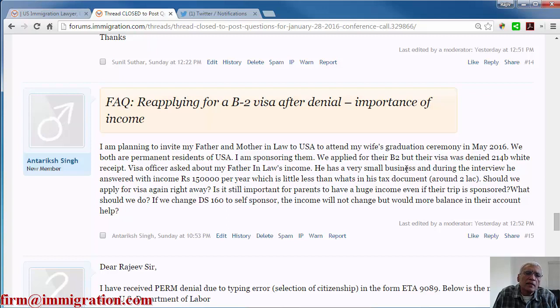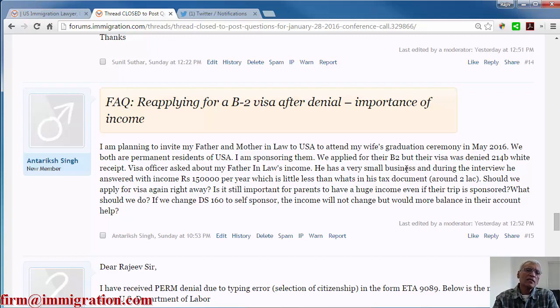This one dealt with reapplying for a B2 visa after denial and what is the importance of income, some of the issues here. Antariksh Singh says, planning to invite my father and mother-in-law for my wife's graduation in May, both permanent residents. I'm sponsoring them. We applied for their B2, it was denied under 214B, which basically just means that we don't know if you're going to come back or not.